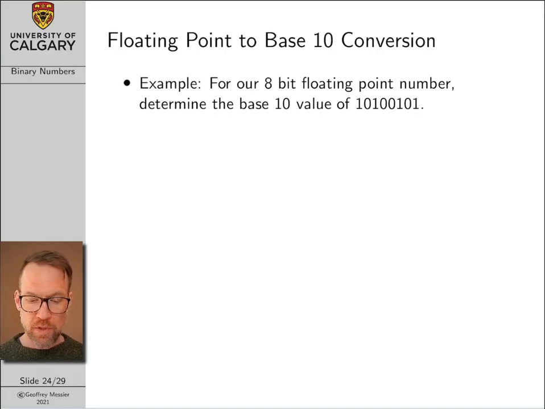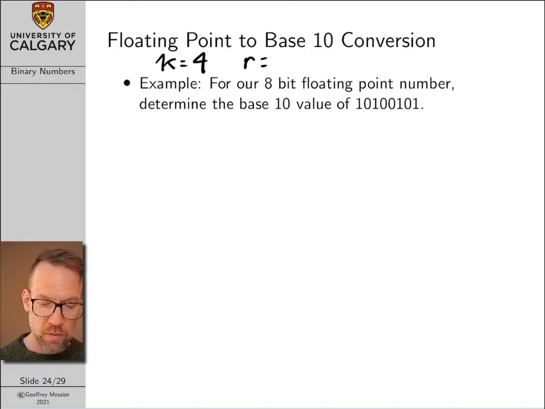In this example, we're going to figure out the base 10 value of a floating point number. We're going to use the same 8-bit floating point number that we introduced at the start of our discussion of floating point. So we're going to use k equal to 4 mantissa bits, and r equal to 3 exponent bits. And so step 1 is to figure out the sign of our base 10 number. The sign bit is always the most significant bit in your floating point binary number. In this case, the sign is equal to 1.